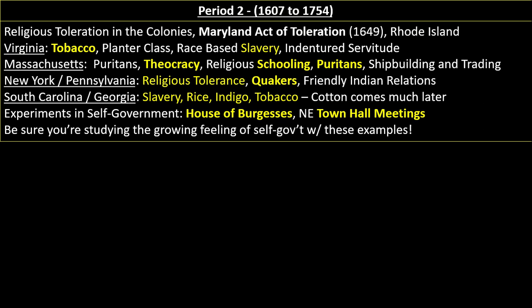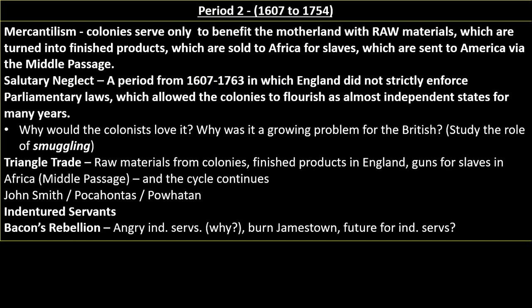In New England, in those colonies, you're seeing experiments in self-government, especially with the town hall meetings. They elect their own officials, they raise and lower their own taxes. That's important right there for the New England town hall meetings, and they get used to this. They get used to representation in places like Virginia with the House of Burgesses, where people elect their own representatives. So be sure that you're studying the growing feeling of self-government with those two examples. I can't emphasize that enough. Be sure you know the House of Burgesses and the town hall meetings.